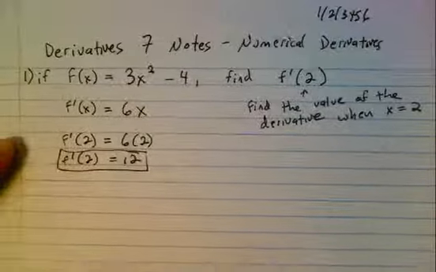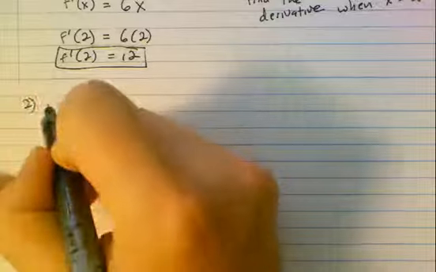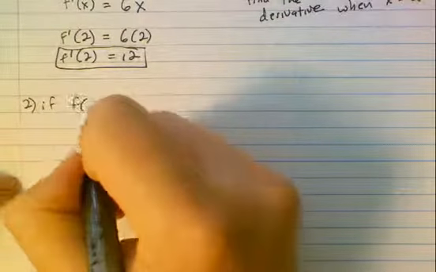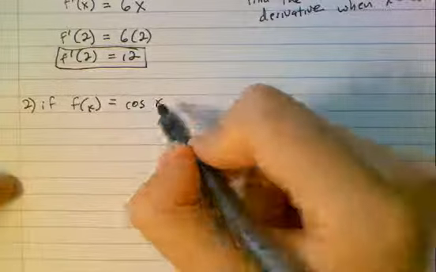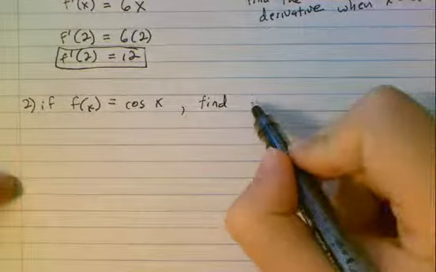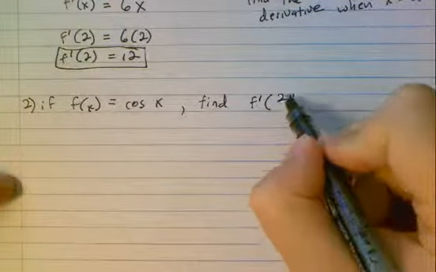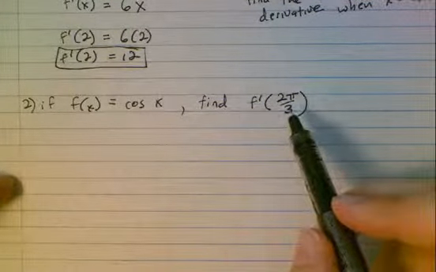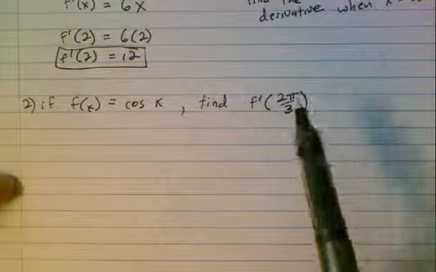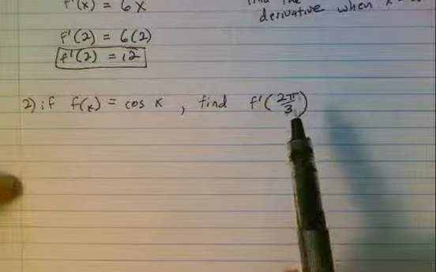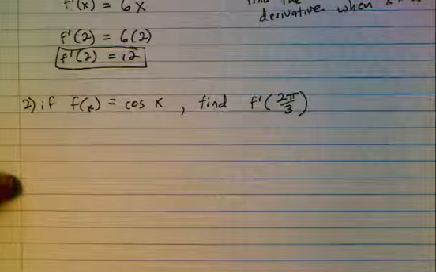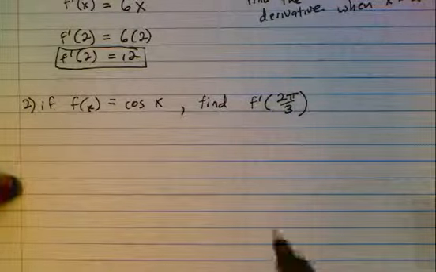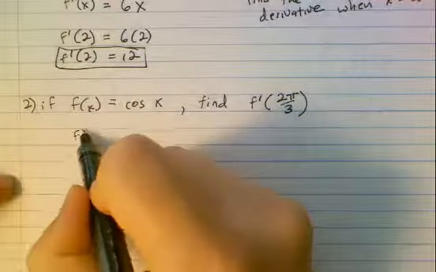Where it gets slightly more complicated is if you have things like this. Let's say f of x equals the cosine of x, and we want to find f prime of 2 pi over 3. So we want to find the derivative when x is 2 pi over 3. This is where it's really important to have that lesson from the first unit down, where you're able to find the value of trigonometric functions by hand. So first we're going to take the derivative.